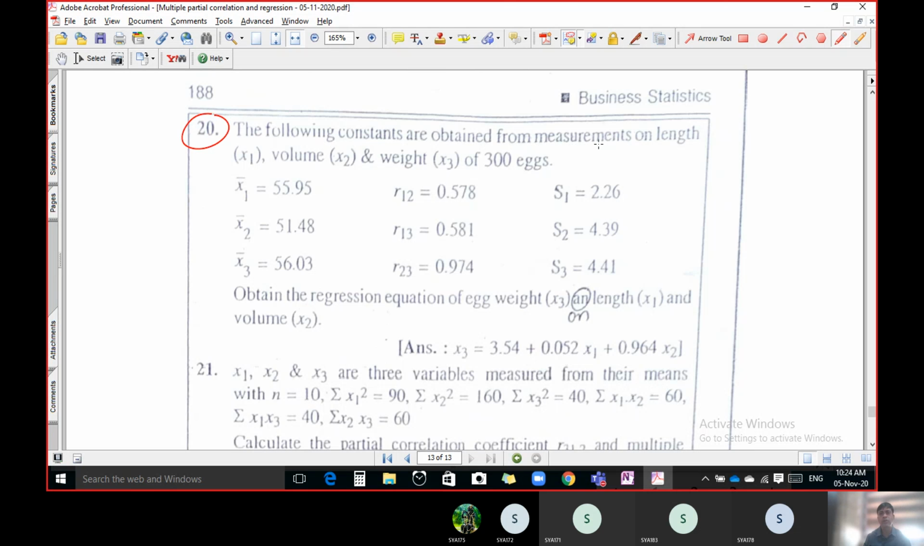The following constants are obtained from the measurement of length x1, volume x2, and weight x3 of 300 eggs. So x1 bar, x2 bar, x3 bar is given, r12, r13, r23 is given, s1, s2, s3 is given. Obtain the regression equation of egg weight, that means x3 on x1 length and x2. This is also the same, so it is also in homework.